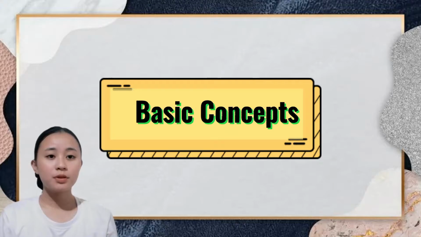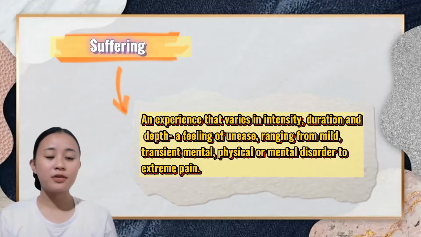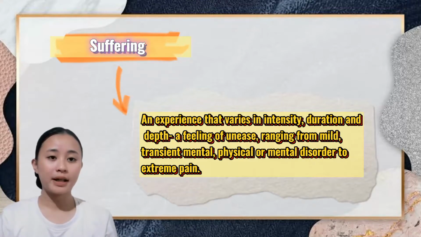The human-to-human relationship model of nursing has several concepts that we need to understand if it is related to the theory. Basic concepts and definitions. First is suffering. It is an experience that varies in intensity, duration, and depth, a feeling of unease ranging from mild, transient mental or physical disorder to extreme pain.